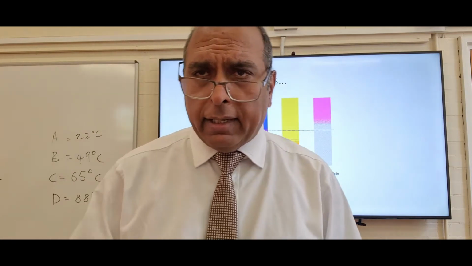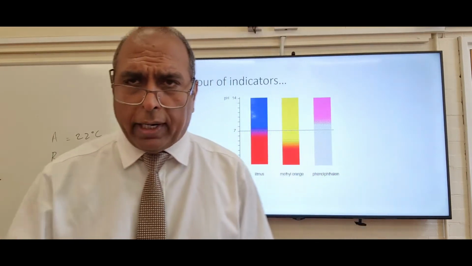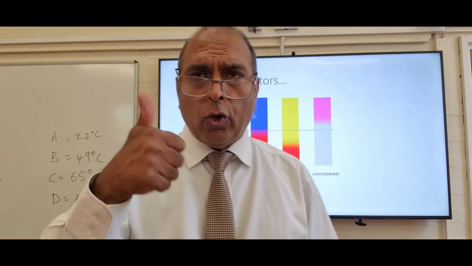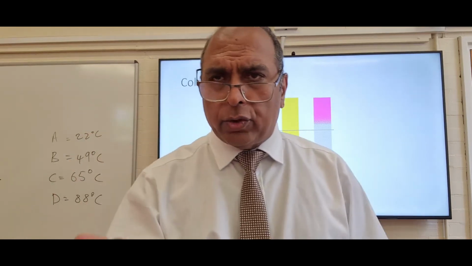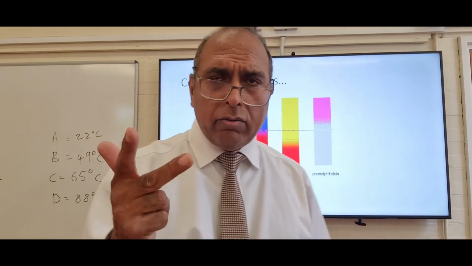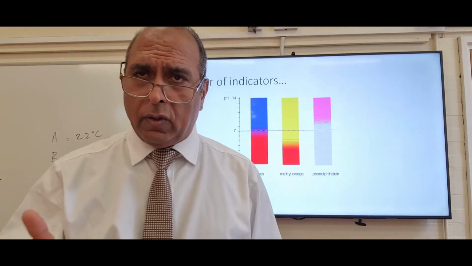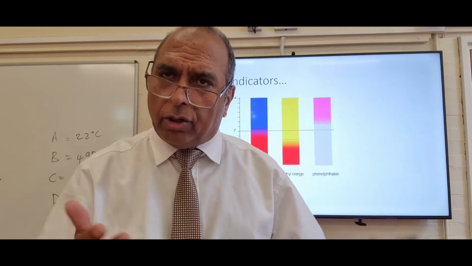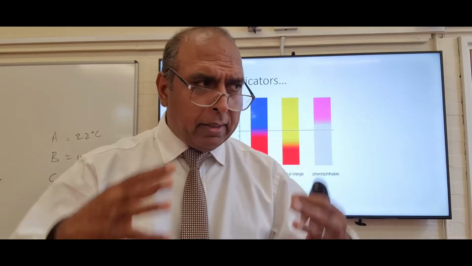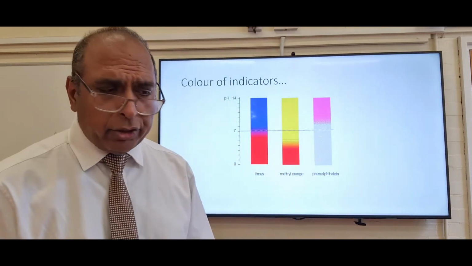Universal indicator is a variety of colours, starting with strong acid being red, weak acid being orange. When it's very close to neutral, it's yellow. At neutral, it's green. Weak alkali is greeny blue, and strong alkali is proper blue. And I would learn universal indicator colours on top of those.